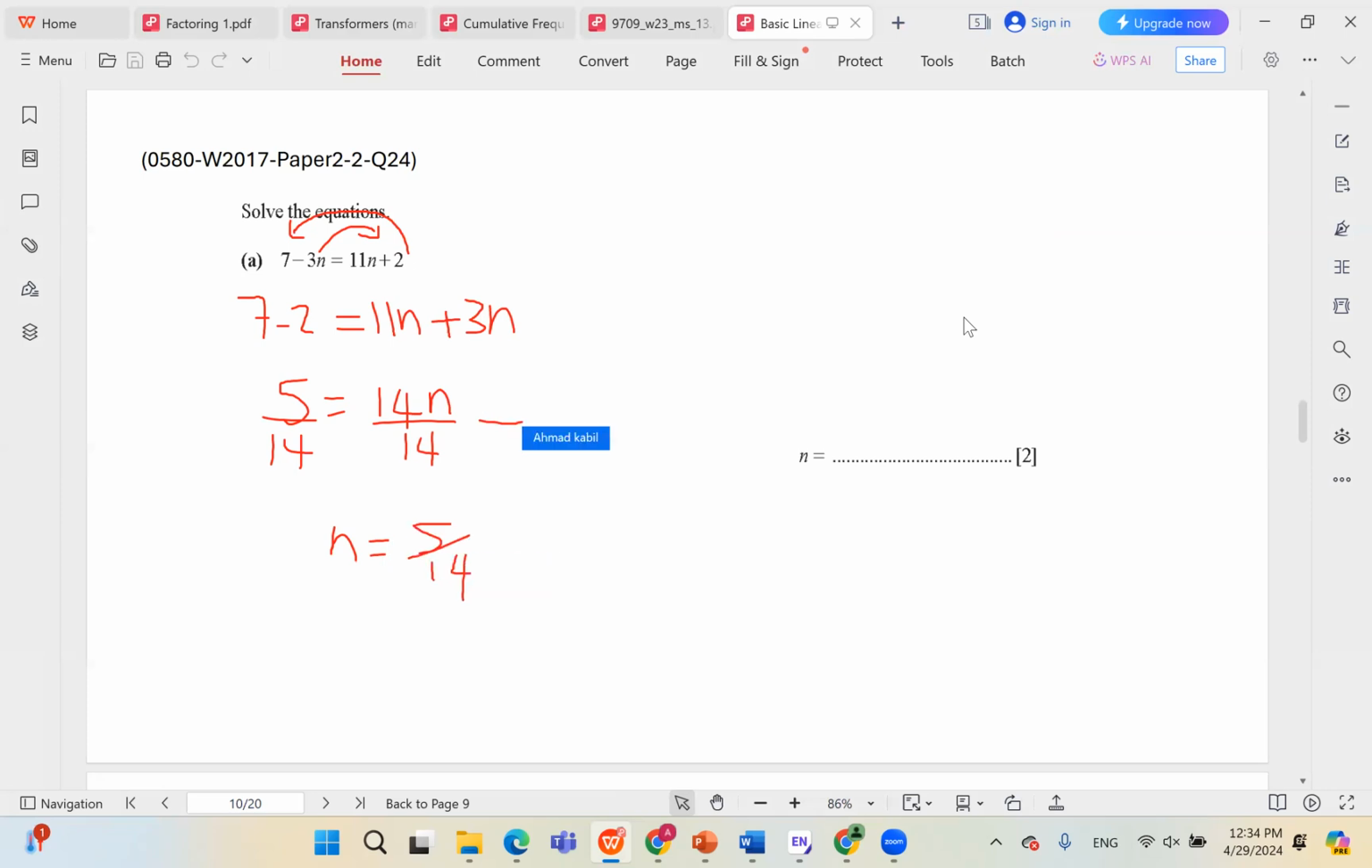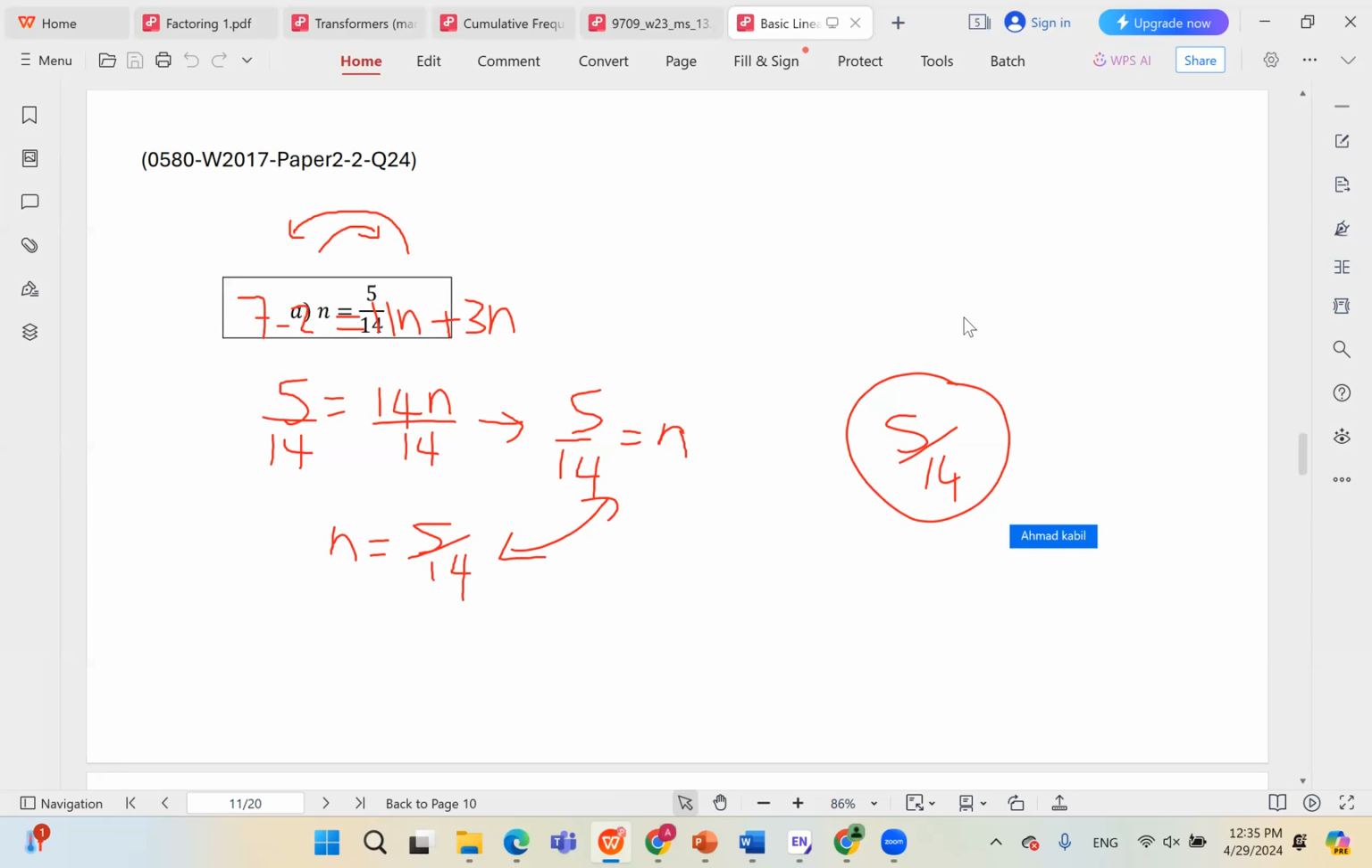You might be wondering why we didn't write it as 5 over 14 equals n, but these two are exactly the same. We're always allowed to switch the two sides. If they just have an equal sign between them, it doesn't really matter which one we write first. So 5 over 14 here is the correct answer.